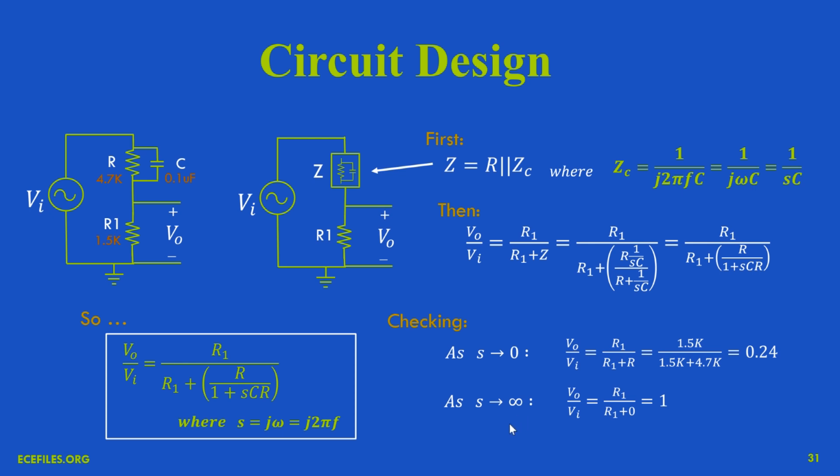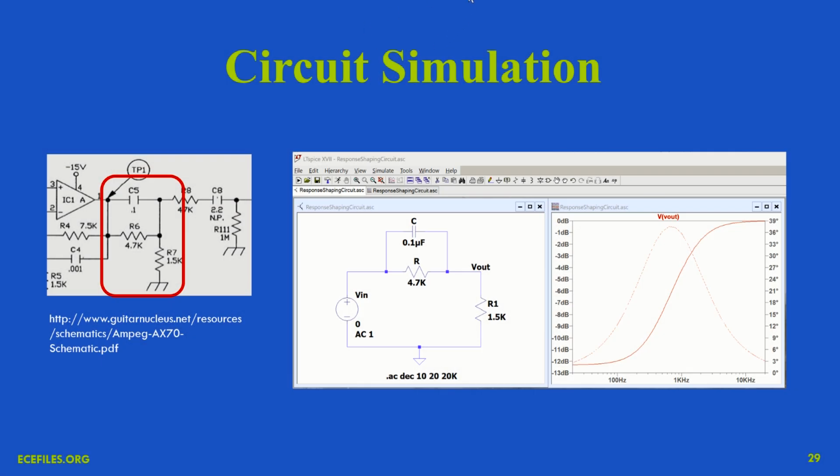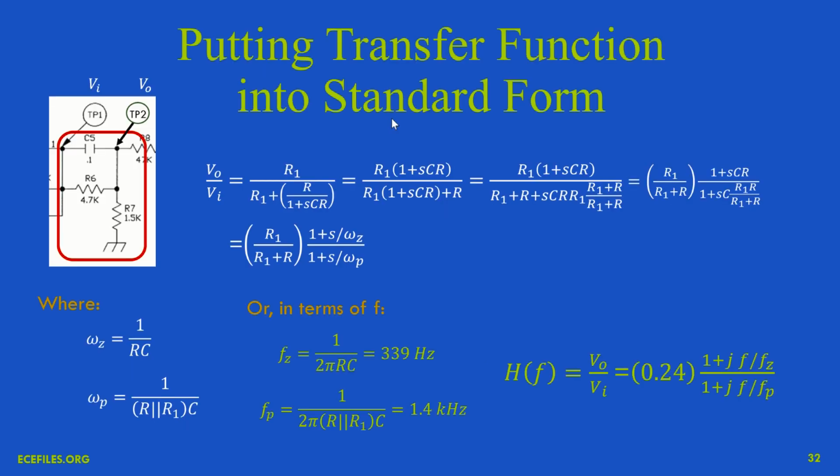But we still don't know enough. We don't know what the frequencies of transition are. And that's what we're going to do next. To do design, we need to know what these corner frequencies are, where this starts going up and where it starts flattening out. So we're going to take the expression we have so far and modify it. We're going to do what's called putting the transfer function into a so-called standard form. And here's the algebra. I am not going to drag you through this.